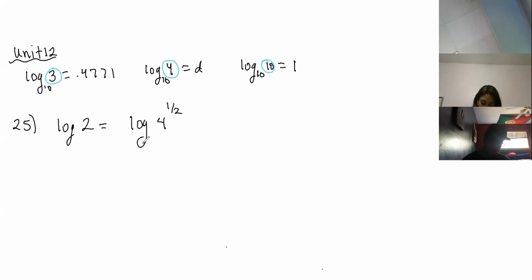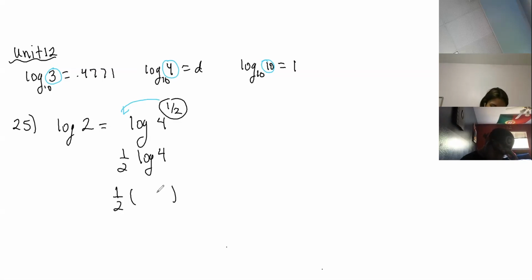So these two are equivalent. Yeah. Okay, well, we want it to be just log of 4, not log of 4 to the 1/2. So what do I do with that 1/2 power? You push it to the front. Push it to the front. Good. So that gives me 1/2 times log of 4, which now I'm ready to plug in. 1/2 times what is log of 4? D. So 1/2 D or D over 2, depending on how you would want to write it. Does that make sense? Yes.